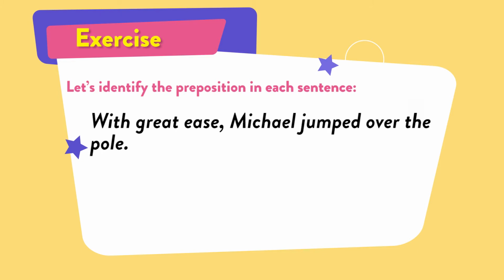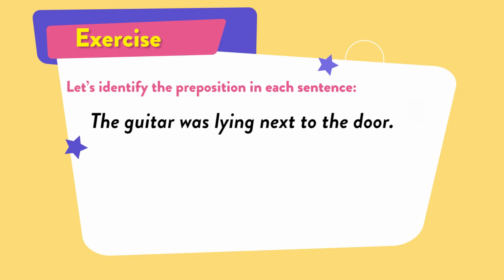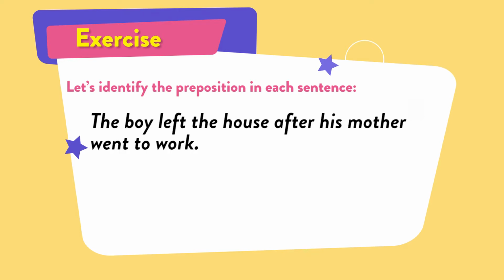Number 2. With great ease, Michael jumped over the pole. Number 3. The guitar was lying next to the door. Number 4. The boy left the house after his mother went to work.